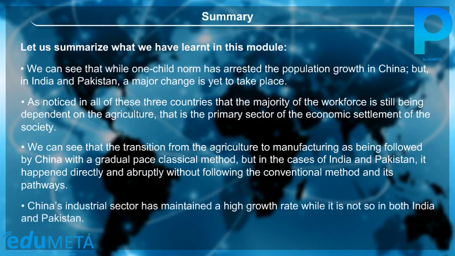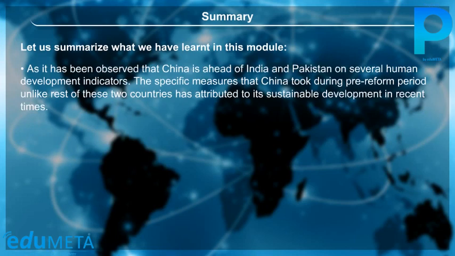China's industrial sector has maintained a high growth rate, while it is not so in both India and Pakistan. As has been observed, China is ahead of India and Pakistan on several human development indicators. The specific measures that China took during the pre-reform period, unlike the rest of these two countries, have contributed to its sustainable development in recent times.